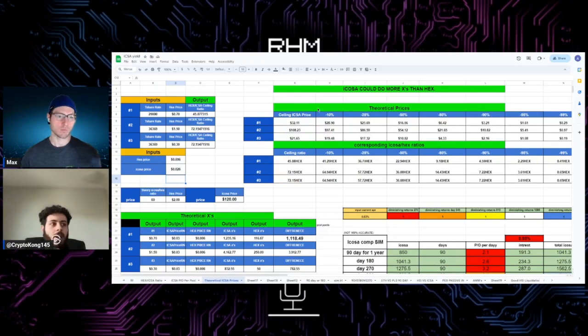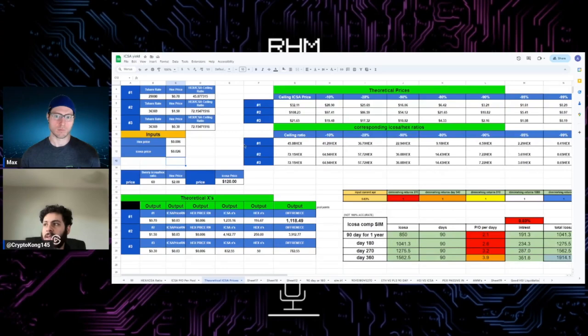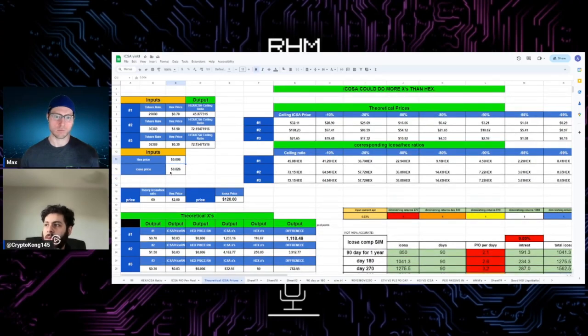But if we take a look over here at the spreadsheet, we could see this is the current HEX price and this is the current ICOSA price. I believe these are the Ethereum versions. And then these are kind of like theoretical T-share rates.